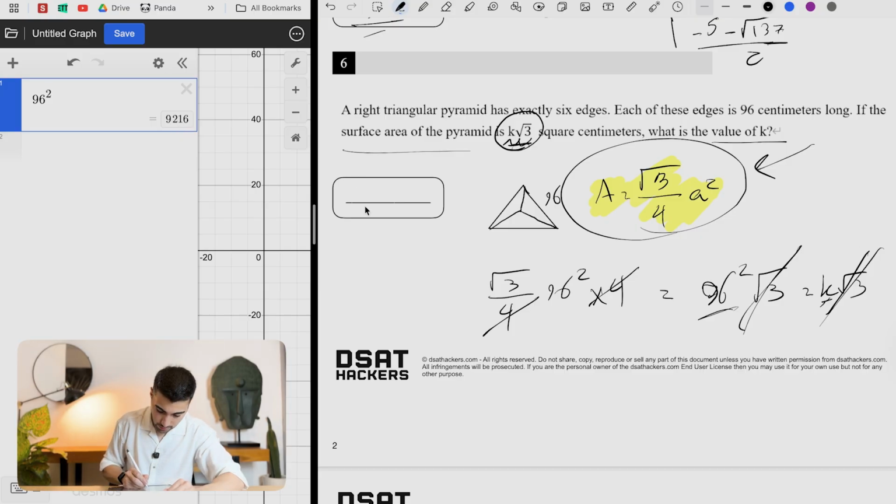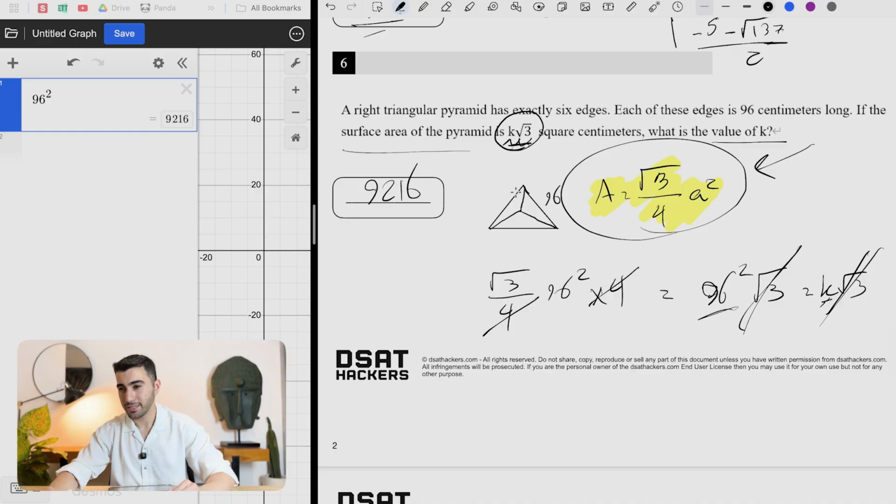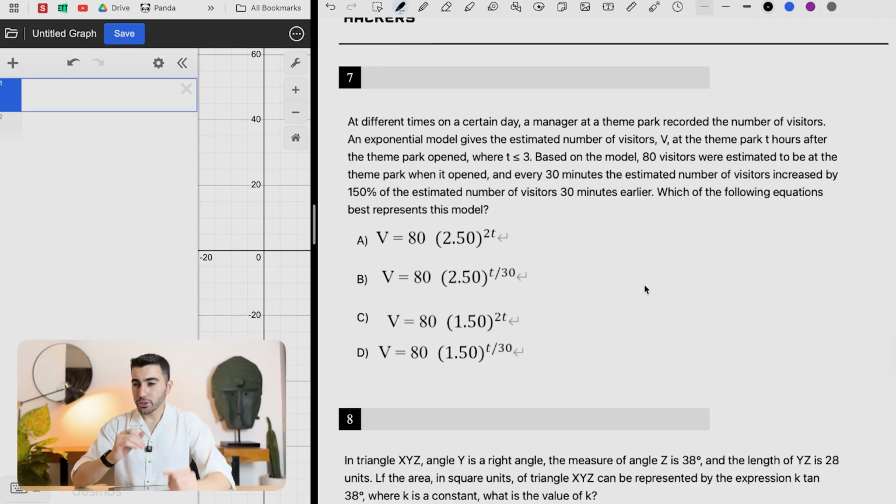9216 is the answer. So that is how you do this question, the fastest way, the best way, the easiest way. Let's move on to question number 7. All right, question number 7.